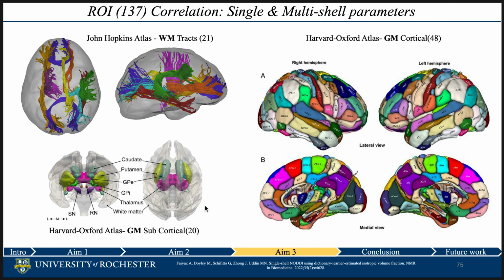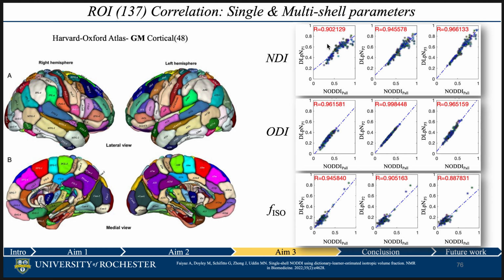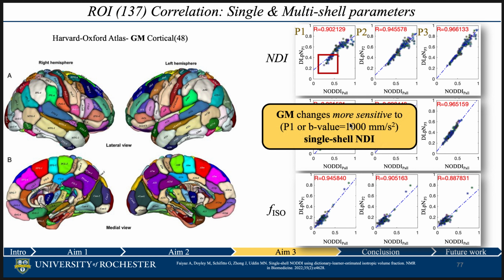Then finally, we performed the correlation between the NODDI parameters derived from the single shell and the multi-shell data. For this, we used the Johns Hopkins Atlas for white matter tracts, and the Harvard-Oxford Atlas for the gray matter cortical and subcortical regions. And the results looked something like this. For all the cases, we had very good correlation, which is always good to see. But we observed that the gray matters were sensitive to single shell NDI, and they were changing a little bit from that correlation.